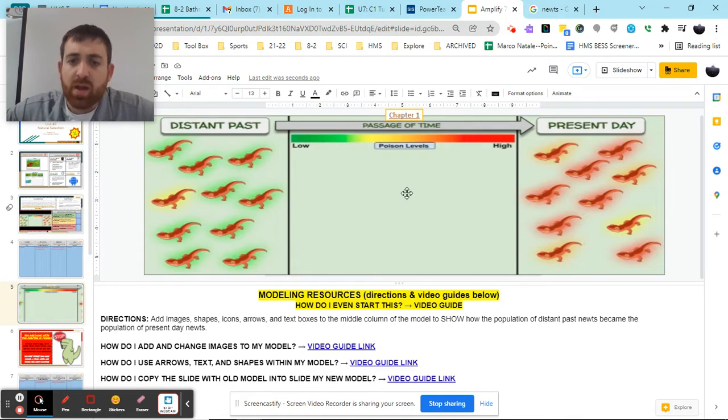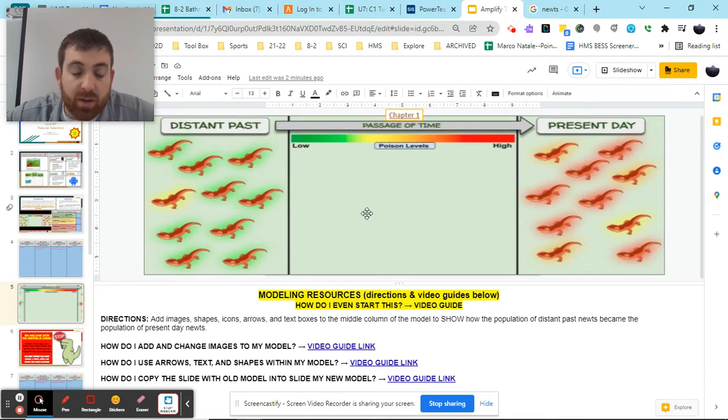Now, if you look at the middle column, you'll see that it's connecting the distant past to the present day by the passage of time. Some amount of time has passed from the distant past to the present day, and we see that our newts now have a new set of variations and a specific distribution of those traits. With that, again, a new set of auras: reds, some oranges, and some yellows. Notice, as we look at our poison level, the distant past newts have changed to the present day newts.